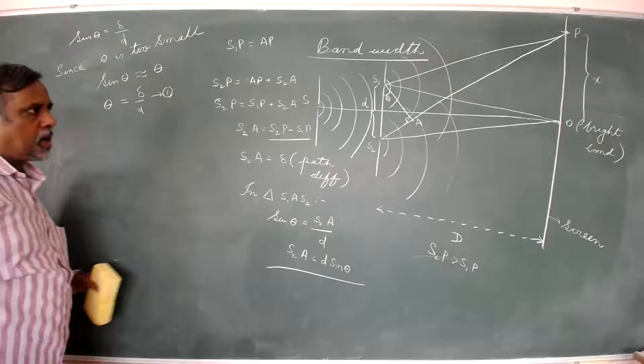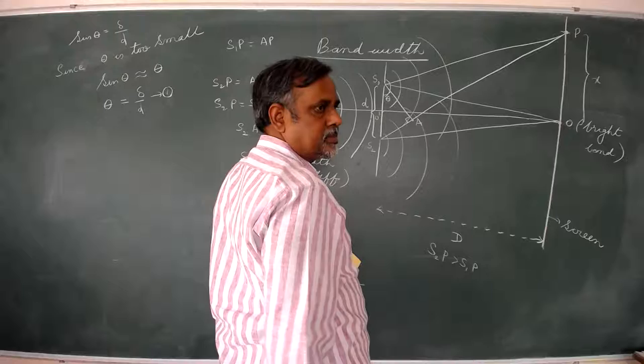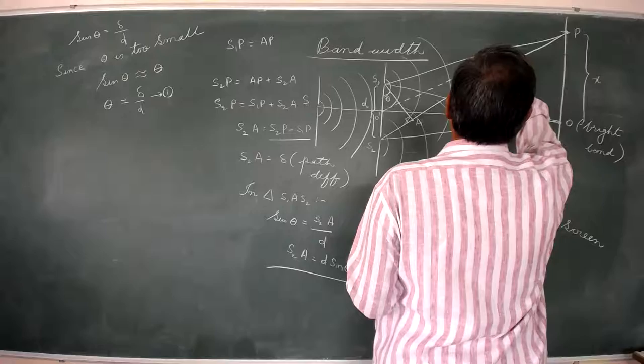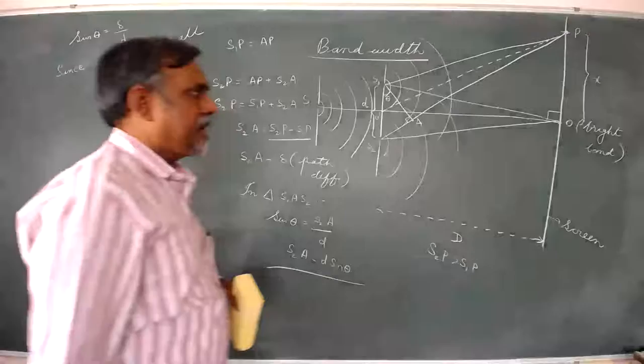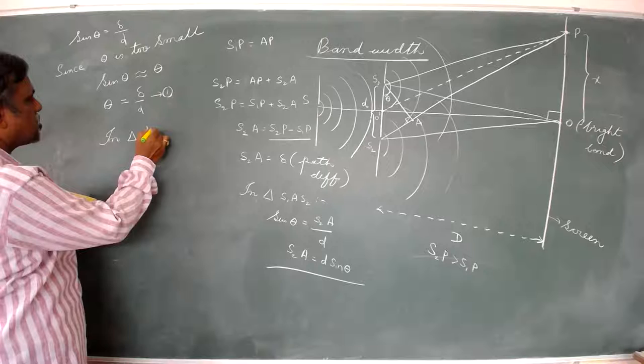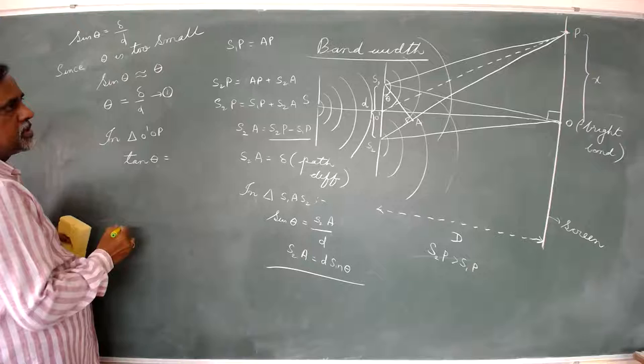Now, coming to this geometry, look at this. This is the midpoint that I should take. Now, I will be just taking this one line over here like this. Now, what do you get here? One more triangle you obtained. So this is a right angle now. Right angle triangle O dash OP. In the triangle O dash OP, I will take tan theta. Tan theta is equal to opposite side divided by adjacent side.